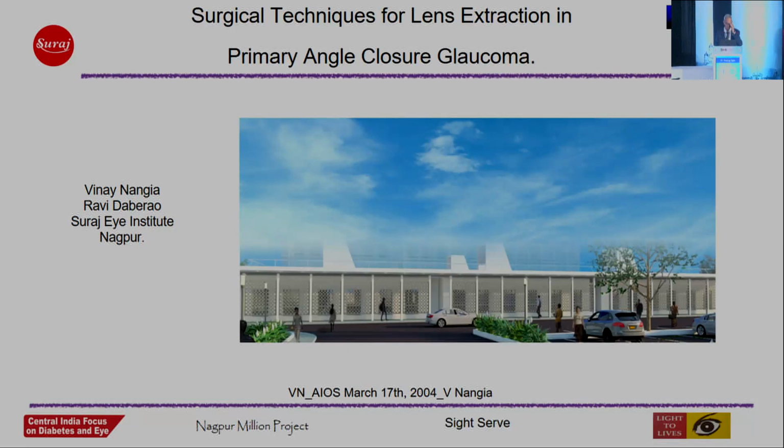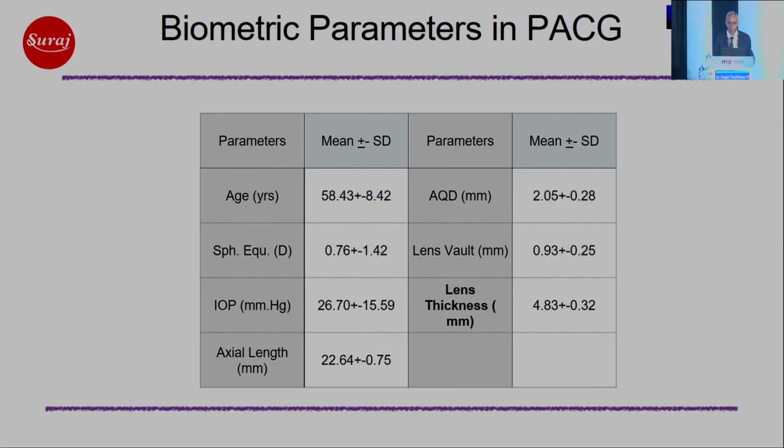So I'm going to take you through the surgical techniques for lens extraction in primary angle closure glaucoma. These are the biometric parameters in PACG, in a series of 75 eyes. They had a mean age of about 58 years. The spherical equivalent was 0.76 diopters. The intraocular pressure was 26.7 millimeters of mercury. The axial length was 22.64. The AQD, the space between the endothelium and the anterior surface of the capsule, was 2.05. The lens vault was 0.93, and the lens thickness was about 4.83 millimeters.